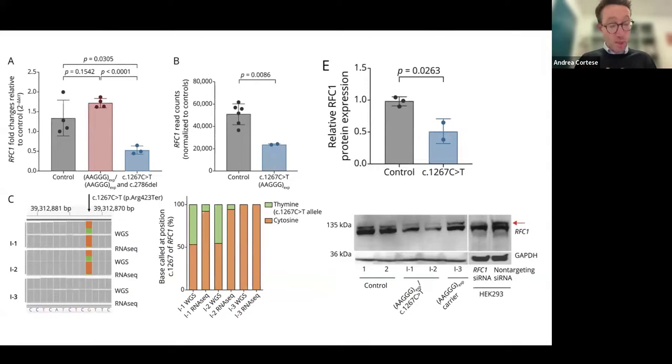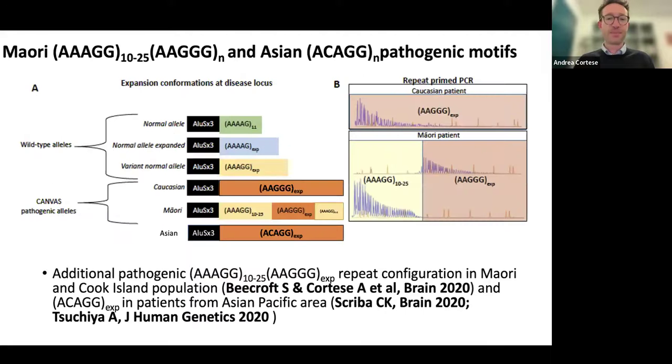And this remains, I would say, very surprising, because it's almost paradigmatic that recessive diseases like CANVAS are associated with reduced expression of the gene carrying the mutation.